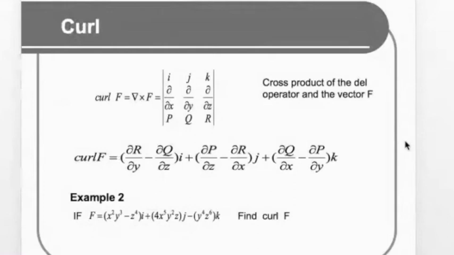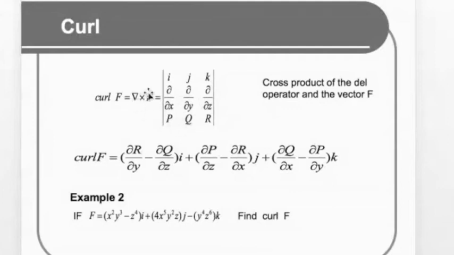Let's have another term here, called curl. Curl F is defined by the cross product with the del operator, so with this operator: partial x, partial y, and the vector field.